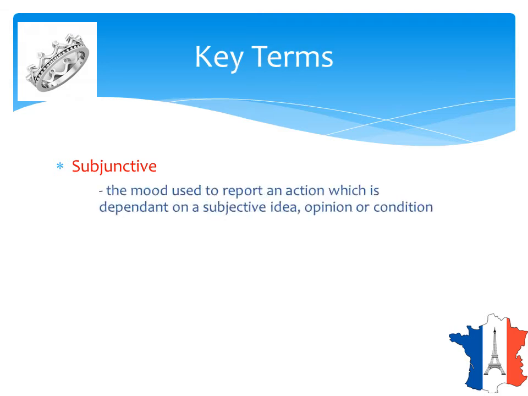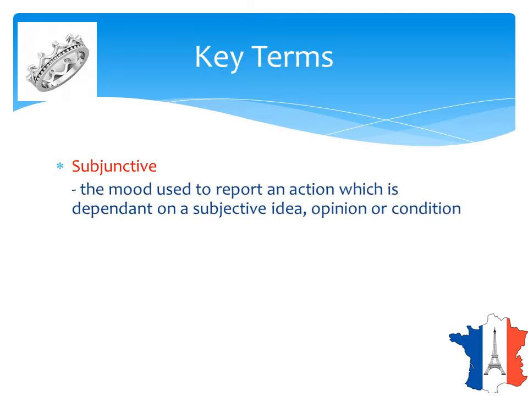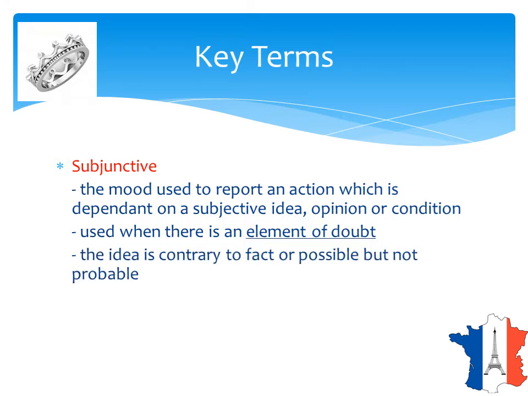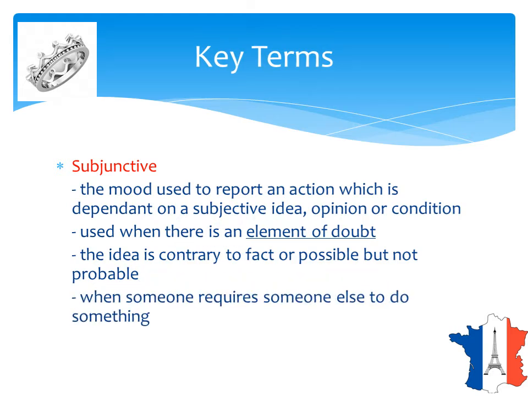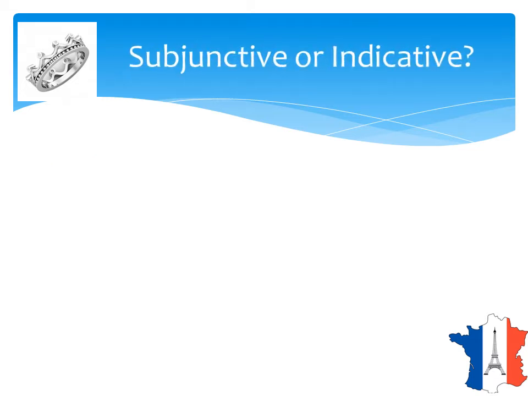Subjunctive, on the other hand, is the mood used to report an action which depends on a subjective idea, that is, an opinion or condition. It is also used when there is an element of doubt, and the idea is contrary to the fact or possible but not probable. It is also used when someone requires someone else to do something; always the subject is different in the subjunctive.